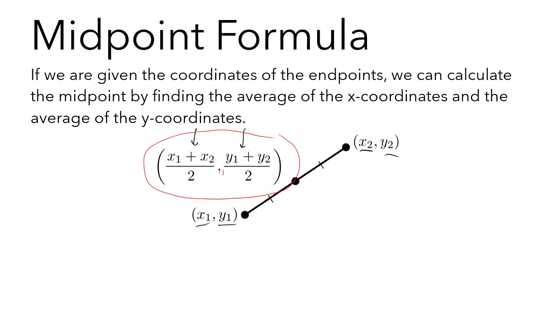So once you get your value on the left, your value on the right, you're not going to combine them because it's a coordinate point. So you leave it with the parentheses and the comma.